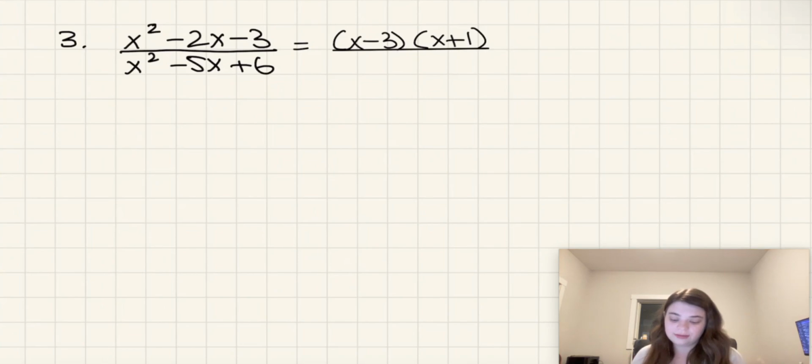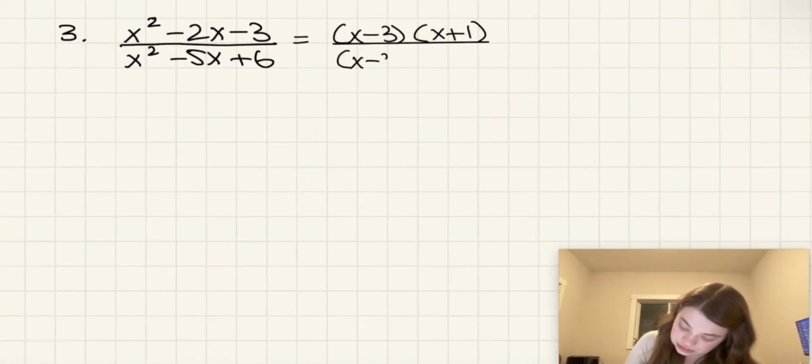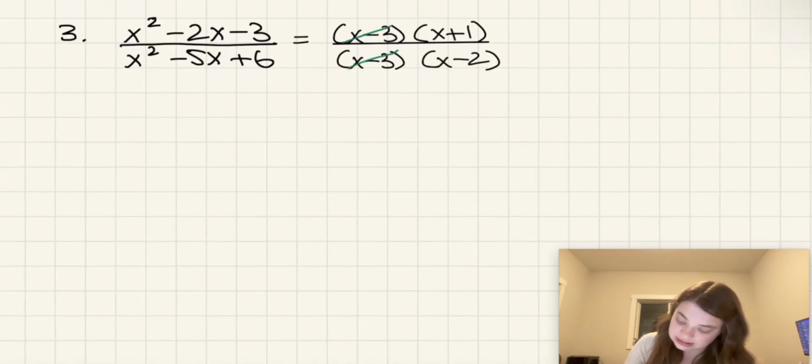Okay, and then for our denominator, we need to figure out two numbers that multiply to 6 but add to -5. So those are going to be -2 and -3. So x minus 3 and x minus 2. Then I can cancel those. And my final answer is x plus 1 over x minus 2.